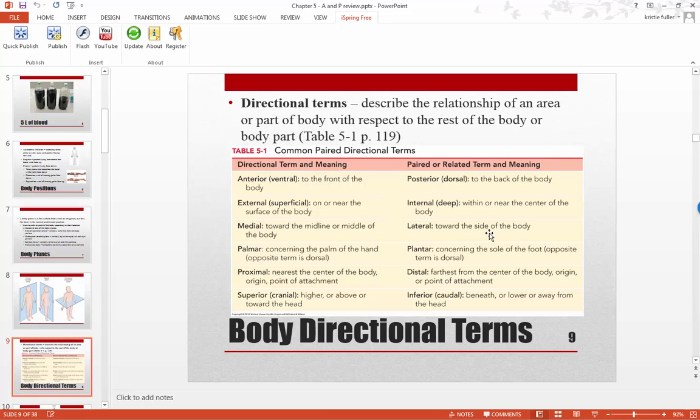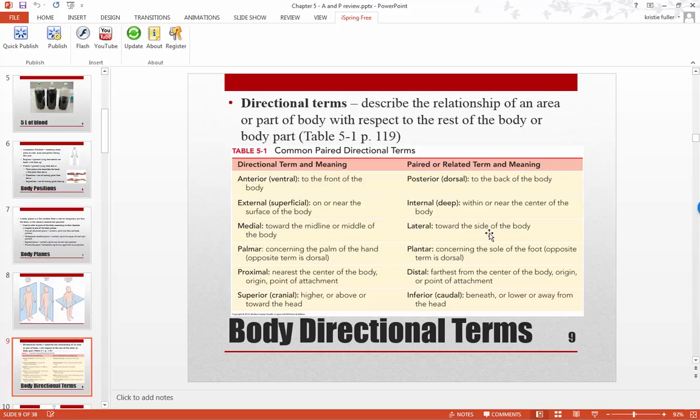Now, this table, I believe, is copied out of the old edition, but the page number, page 119, is for the new edition. You need to know these directional terms, all of these kinds of words, because this is how you can officially and scientifically speak to anybody about where something is on the body. When we say above and below, that's relative and subjective, whereas these are very objective terms. They're always going to mean the same thing.